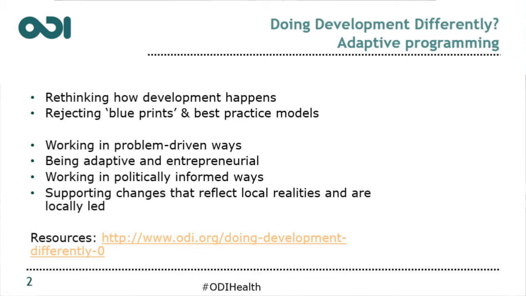And if we are to do adaptive programming, one of the first principles that we would follow is to avoid designing our programs using what we call development blueprints or best practice models. And the reason for that is that if we are being adaptive, we shouldn't have decided in advance what our solution is. Rather, adaptive programming is something that's problem-driven.